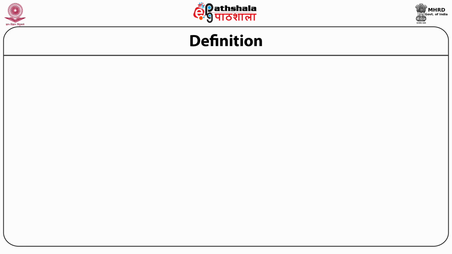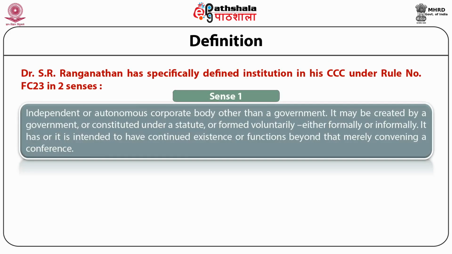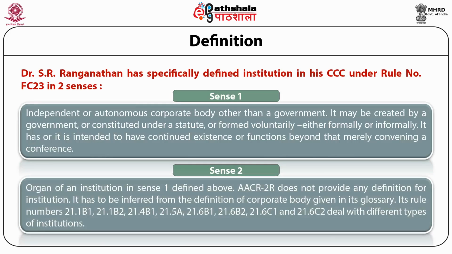Definition of institution. Dr. S.R. Ranganathan has specifically defined institution in his CCC under rule number AFC23 in two senses. In sense 1, he has defined it as an independent or autonomous corporate body other than a government. It may be created by a government or constituted under a statute or formed voluntarily, either formally or informally. It has or is intended to have continued existence or functions beyond merely convening a conference. Sense 2, organ of an institution in sense 1 defined above.